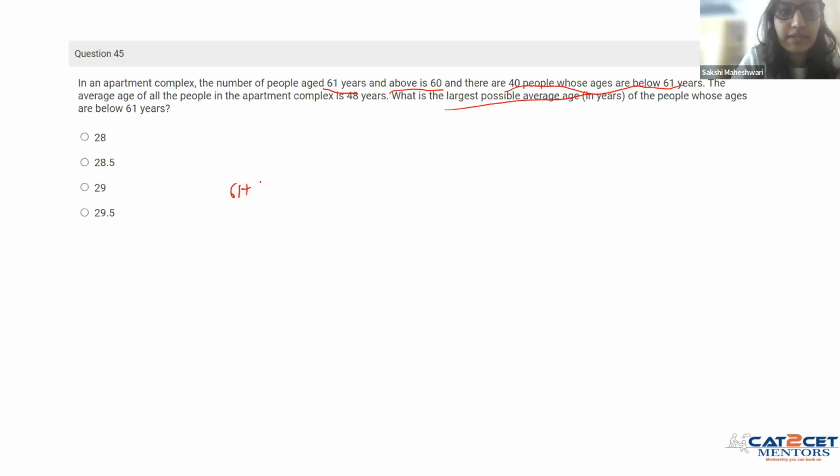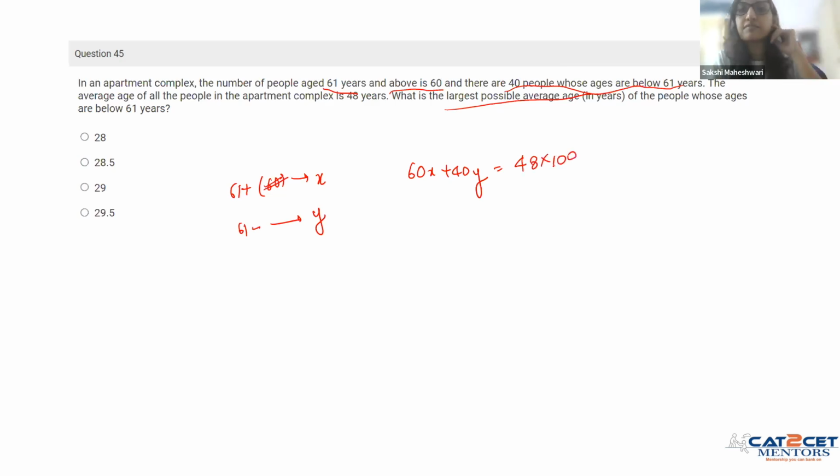Let the average age of the 61-and-above people be X, and the average age of the below-61 people be Y. So 60X plus 40Y will be 48 into 100. Let's just cancel this out: 3x plus 2y gives you 240.